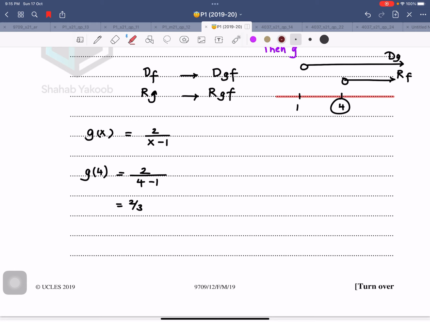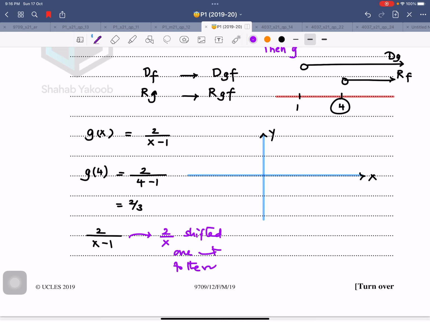So a little bit of sketch is also required. If I sketch this, this is a reciprocal function. So it goes like this. This is the x-axis. This is the y-axis. 2 over x minus 1. This one is like 2 over x shifted 1 unit to the right. Transformation of function. So if this is shifted 1 unit to the right, this is what you will get.